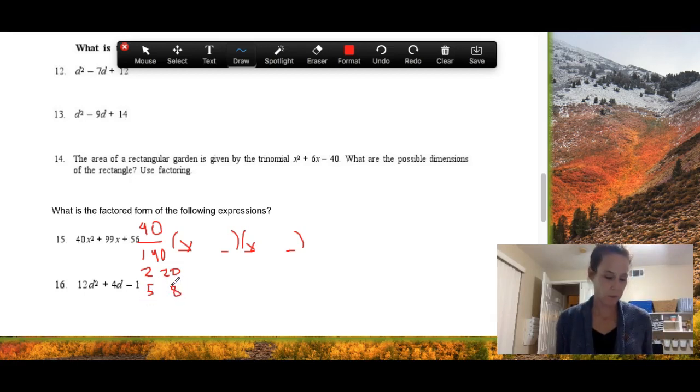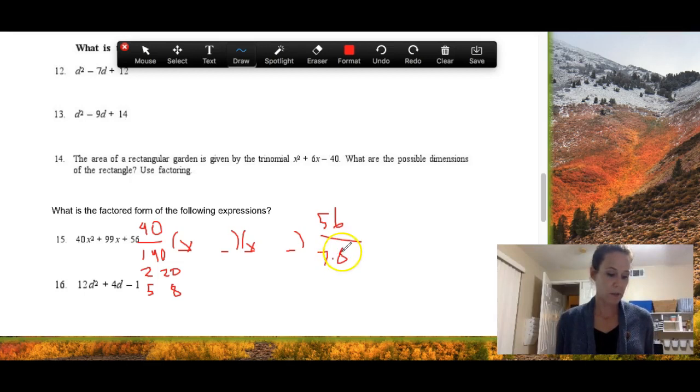What else makes 40? All right, let's go with these for now. Now I need to know the factors of 56 that I could possibly put here and here. Okay, so 56 could be 7 and 8.